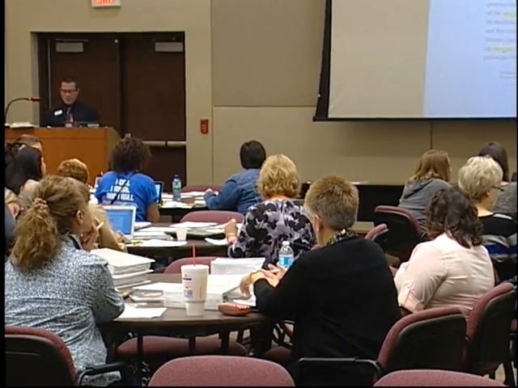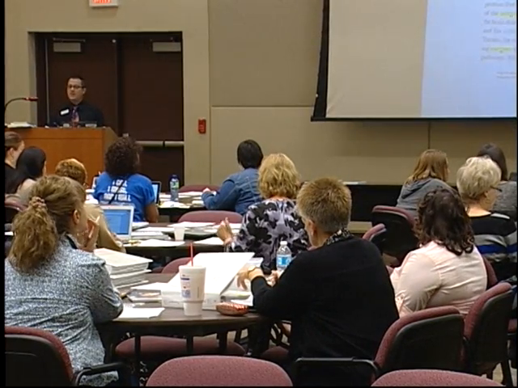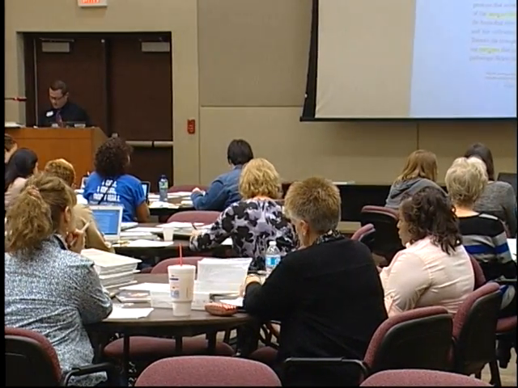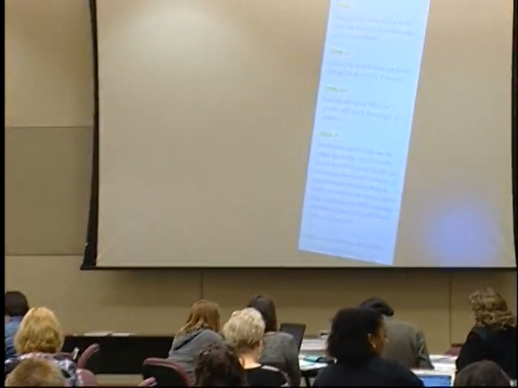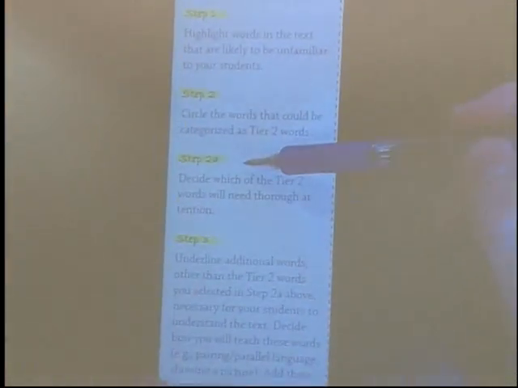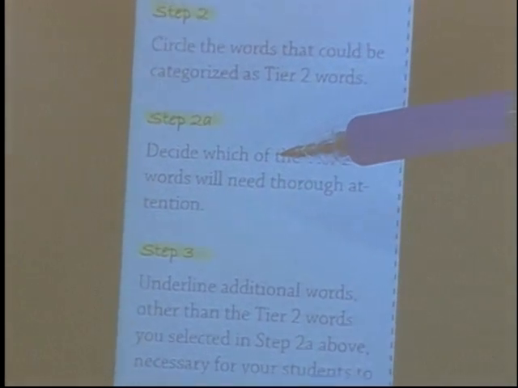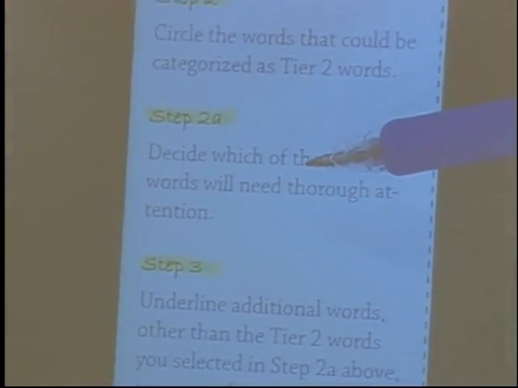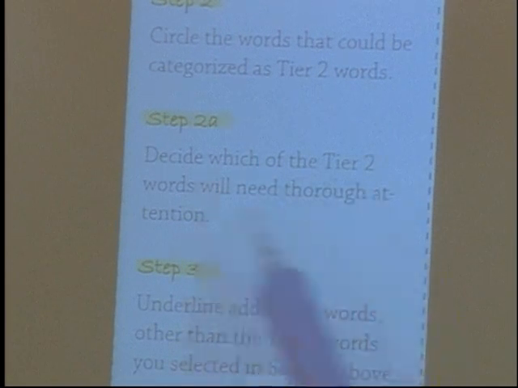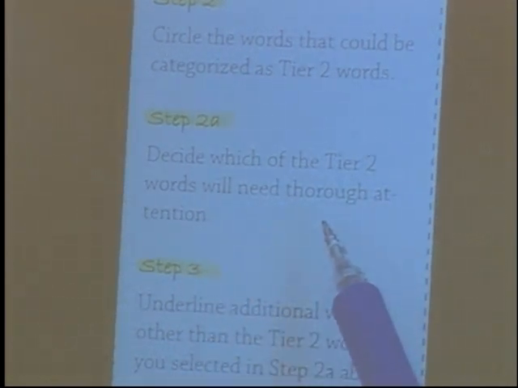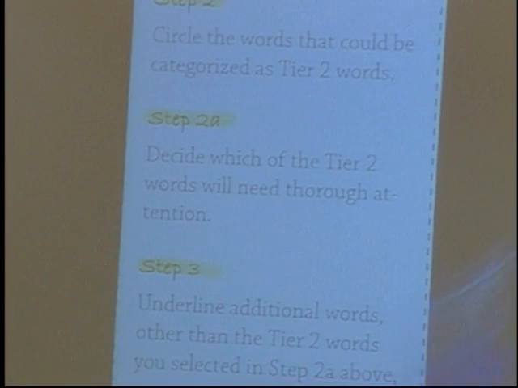Now, I'm going back to my bookmark. Now, we're still in the I do. I'm going back to my bookmark. I'm going to flip it over. I want you to do the same with me. I'm at step 2A. Read it with me. Decide which of the tier 2 words need thorough attention. And what do we mean by thorough attention?